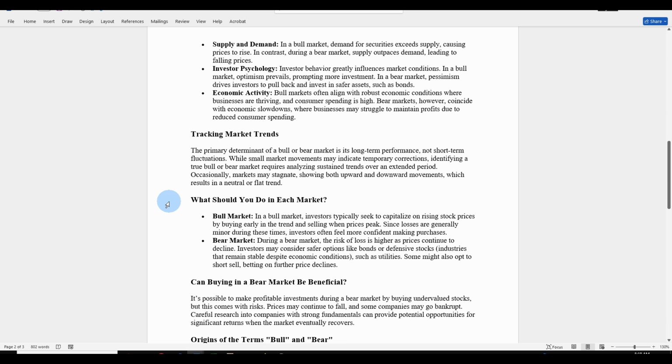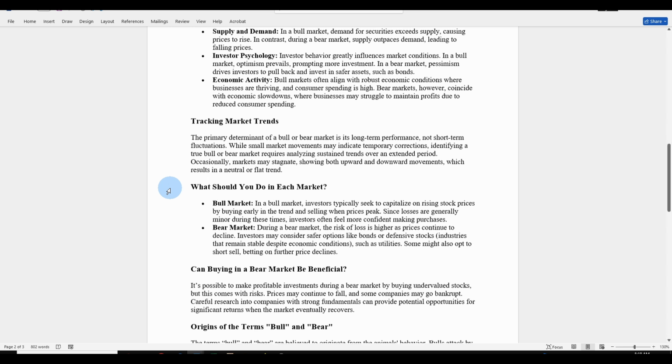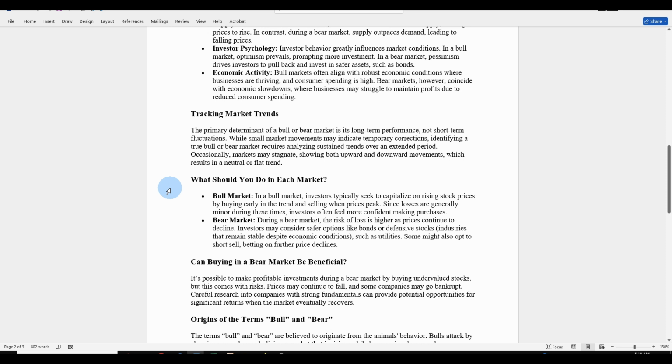Tracking market trends: the primary determinant of a bull or bear market is its long-term performance, not short-term fluctuations. While small market movements may indicate temporary corrections, identifying a true bull or bear market requires analyzing sustained trends over an extended period. Occasionally, markets may stagnate, showing both upward and downward movements, which result in a neutral or flat trend. What should you do in each market?